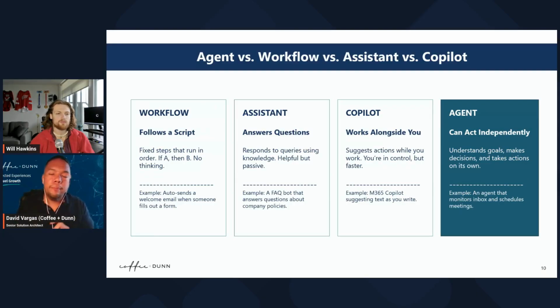Then you get to the agent. The agent can act independently. It understands goals, it makes decisions, and it takes actions on its own, right? Like an example, an agent that monitors your inbox and schedules meetings, right? Like that is basically a leap of complexity that some of these can't do. But within agents, we have a lot of these elements, like the workflow, the assistant, the copilot, kind of all working together. So that's basically just to differentiate some of the terminology that you might hear.